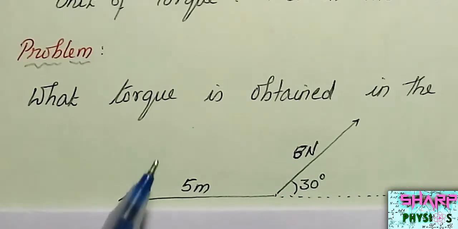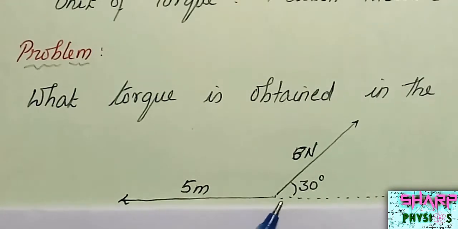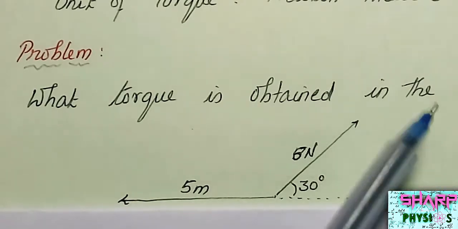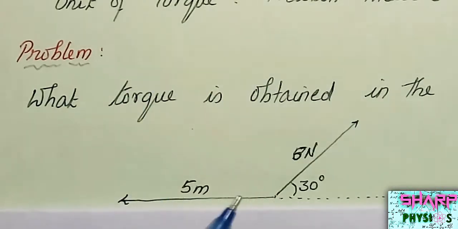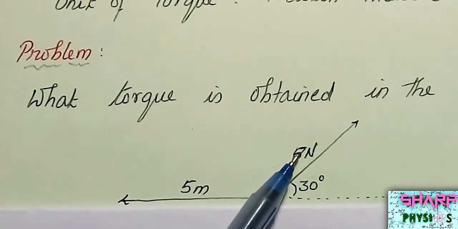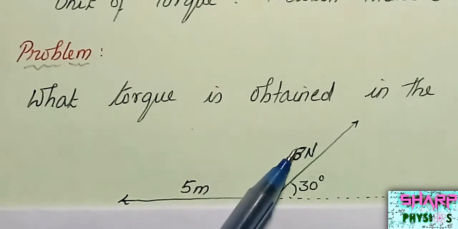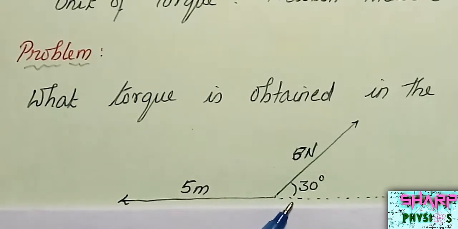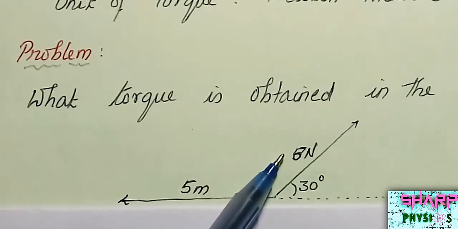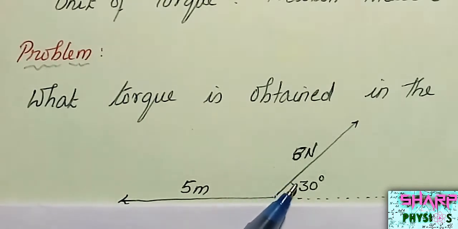You have a figure here where you have the spoke radius or length, we can call it, as 5 meter. This side also is 5 meter. Just consider this as a small wheel which has an axis at this particular point. When a force of 8 Newton is applied, we get an angle of 30 degree.